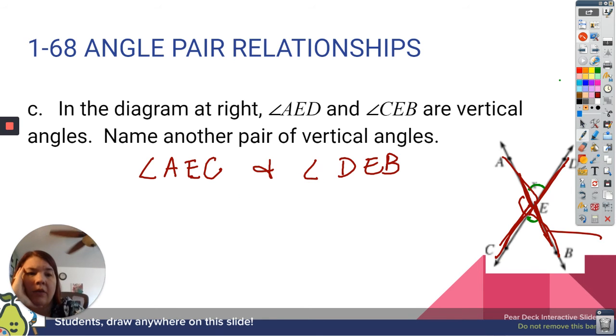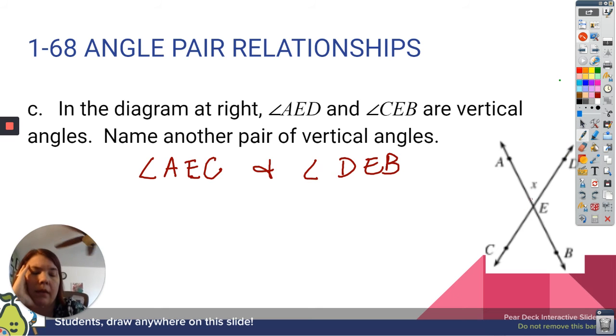Okay, again, they're straight across from each other. Those are vertical angles. Those are the two I named. The other two were the top two. So there are actually two pairs of vertical angles anytime I draw an X. Okay, moving on.